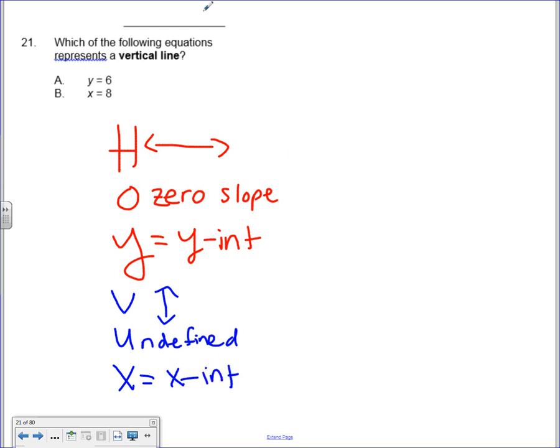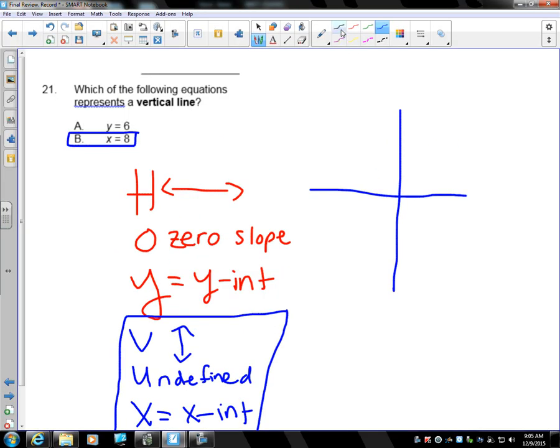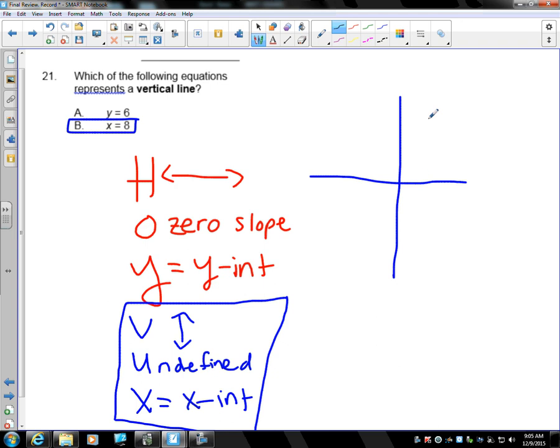Okay? And since we're talking about a vertical line, we know we're looking at the VUX part. And the equation is x equals the x-intercept. So the answer is going to be x equals 8. If we look on a graph of this, what that would look like is an x-intercept of 8. So this is my y-axis, this is my x-axis. So an x-intercept of 8 would be 1, 2, 3, 4, 5, 6, 7, 8 would be here, and then the vertical line would go through that x-intercept of 8. So it would look like that.